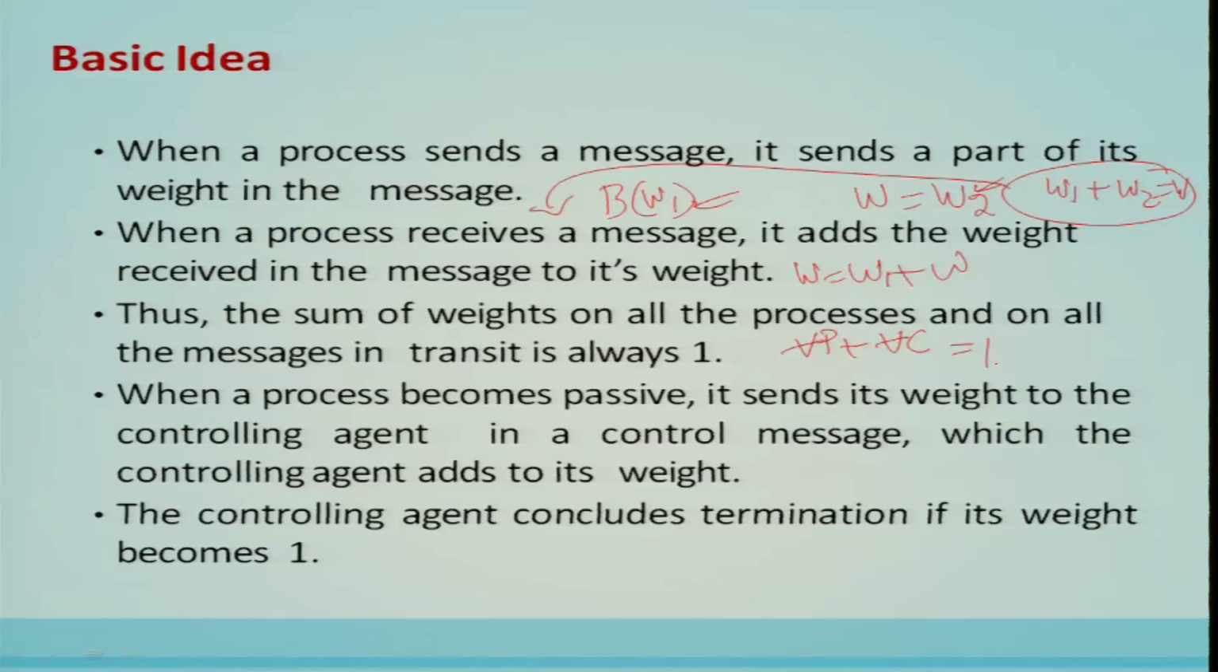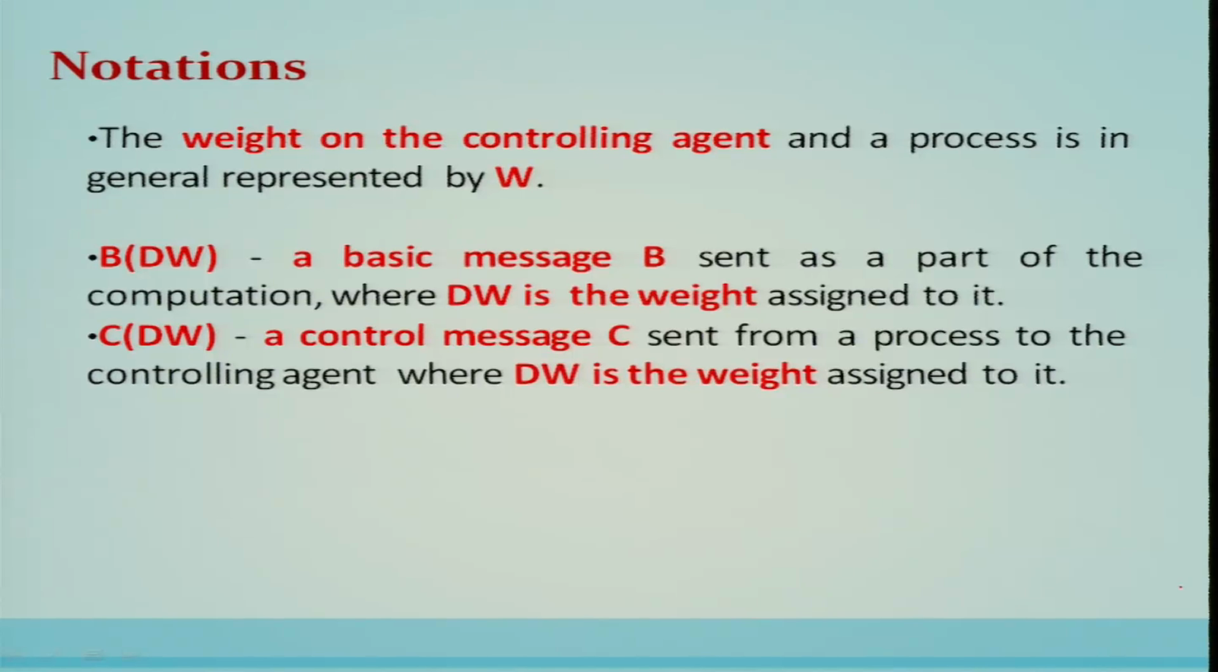When a process becomes passive, it sends its weight to the controlling agent in the control message. That is called CW, and this weight will be sent to the controlling agent, which adds it to its weight. So the controlling agent's W will become W plus this W2. Now if the controlling agent's weight becomes 1, then it will conclude the termination state of the algorithm. Notations: the weight on the controlling agent and the process is represented by W. Here BW is the basic message which is carrying a weight, and CW is the control message which is carrying a weight from a process to the controlling agent.